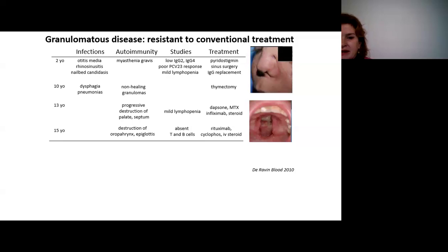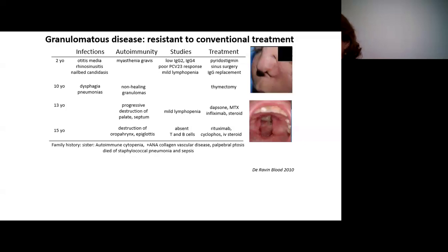By the age of 15, he had basically no T cells and B cells, and he had also received a lot of therapies that could have suppressed them: rituximab, cyclophosphamide, IV steroids. So you are seeing a 15-year-old who has major facial destruction. His immune system is very low, and lo and behold, he was found by the NIH and never had a full understanding of the underlying cause.